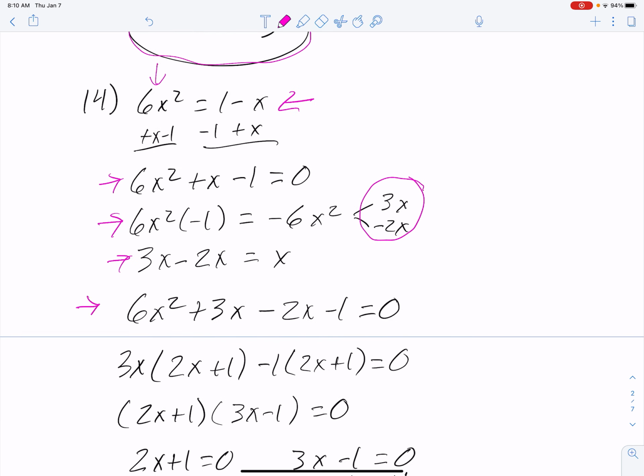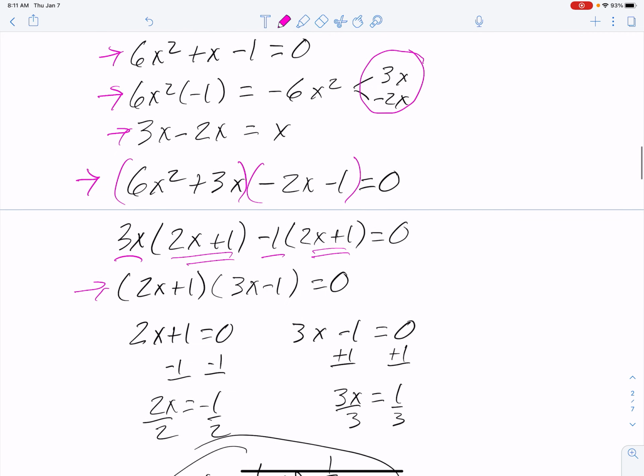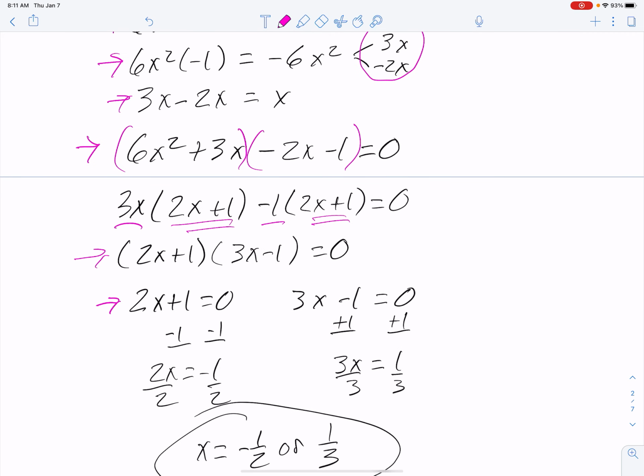I rewrite my function. I make my two groups. From the first group, I can take out a 3x. From the second group, I can take out a -1, leaving me with the matching group 2x plus 1. So I finish factoring. 2x plus 1 times 3x minus 1 is equal to 0. And so I set each binomial equal to 0 and solve, resulting in x equals -1/2 or 1/3.